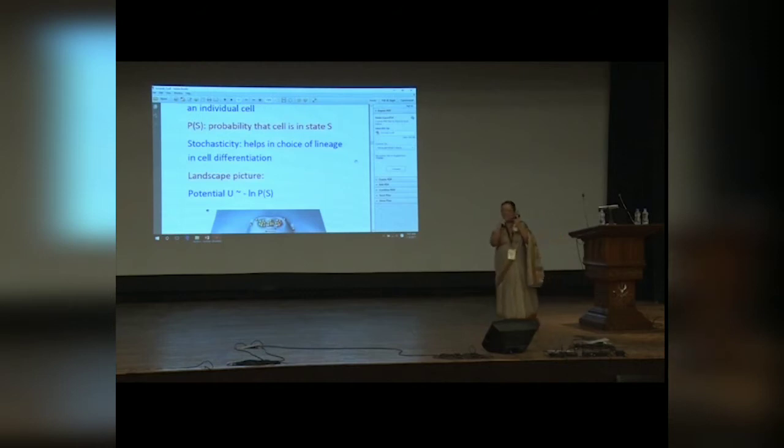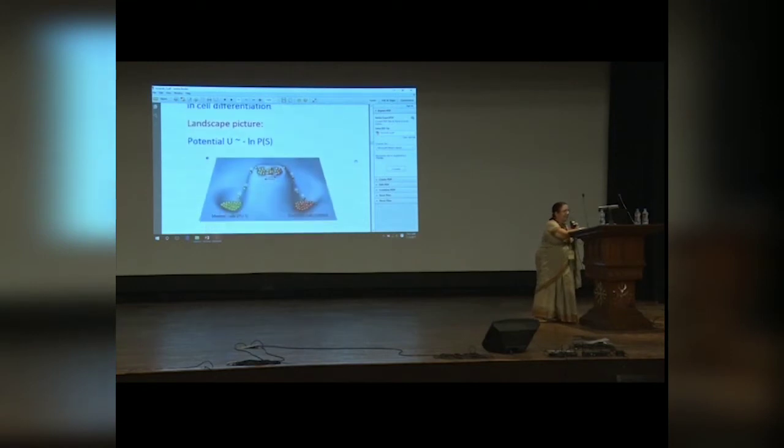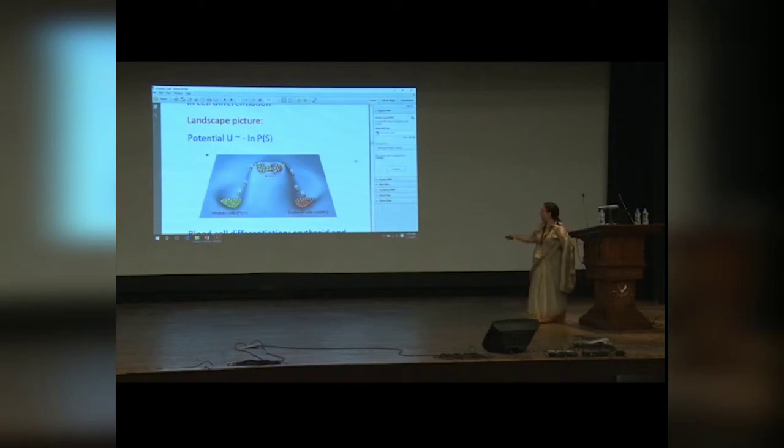I told you that in the mammalian hematopoietic tree, at each branch point, the cell has a choice between two lineages. But then how does the cell choose the lineage? So the answer is given in this diagram. You can draw a potential landscape. How? U goes as minus log P(S). So this is U drawn in the state space. You can immediately realize that the minima of U correspond to the maxima of P(S). So the lower the position of the valley, the higher the stability of the state.